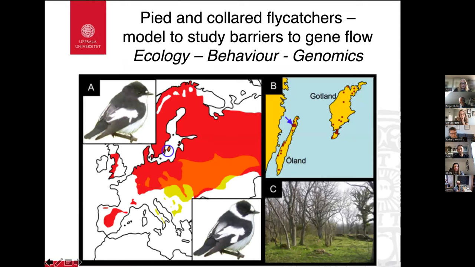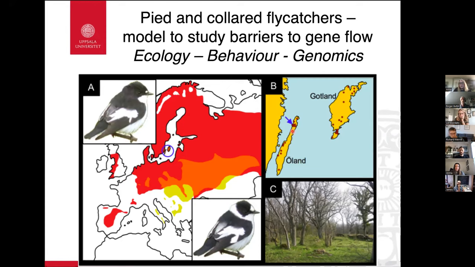They have a more southern distribution range when they breed, as compared to pied flycatchers, which have a more northern distribution range in Europe. And these two species diverged less than a million years ago. And they are both migratory, but they come to Europe when they breed and they co-occur here in Central Europe and on the Swedish islands in the Baltic, Öland and Gotland, where we study them.